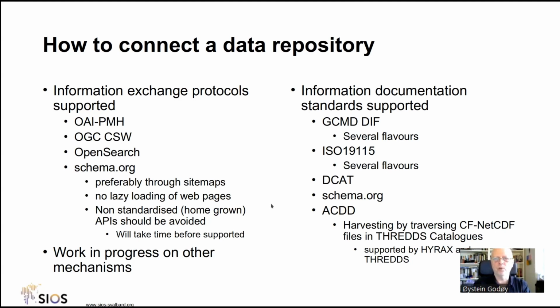It's just we do support a number of discovery metadata exchange protocols. We are constantly working on improving it. More important is that the documentation standards that we support are also constantly evolving. We currently support various flavors of GCMD DIF, various flavors of ISO 19115. We do support DCAT, schema.org, and we can also traverse THREDDS catalogs, and extract ACDD elements directly from the data files if you want to have that. This is actually the mechanism we use in order to integrate data from EagerPass in the current system.